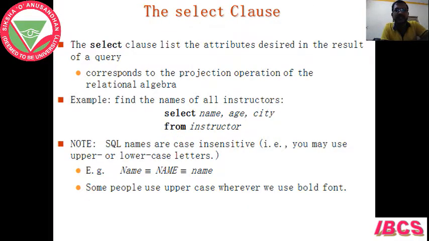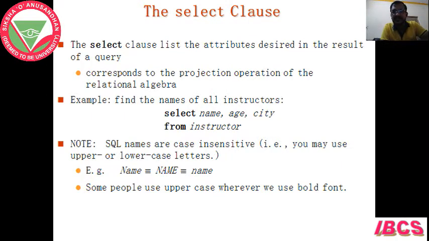For example, let us say we have a table named instructor, and we want to fetch the name of the instructor, his or her age, and the city. The command would be: select name, age, city from instructor. It will give us the list of all the instructors with name, age, and city.